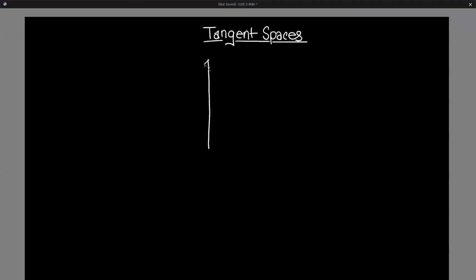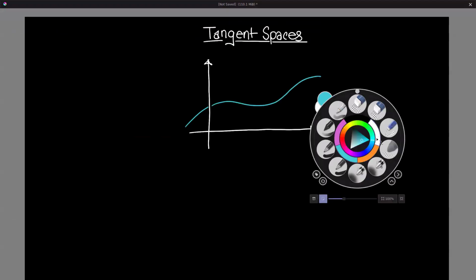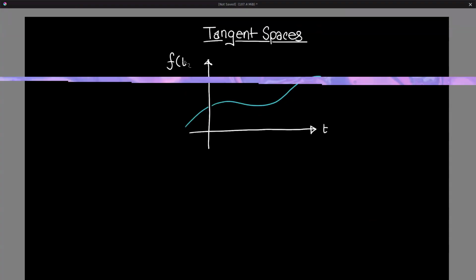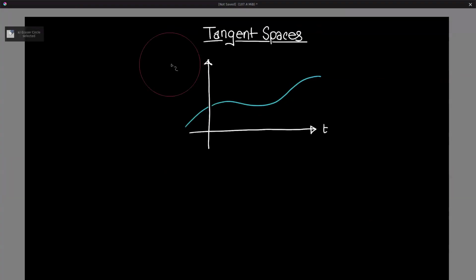In regular calculus, we have a function. Let's say this axis is t. Then if we have this curve, we might say that this axis is telling us f of t, or let's say for purposes later, we'll call this gamma of t. And so this is a curve in R^2.